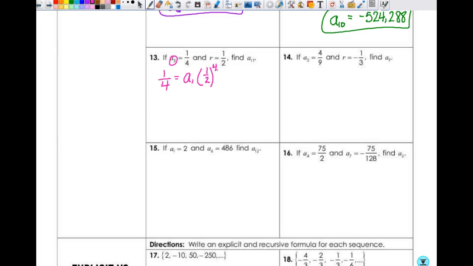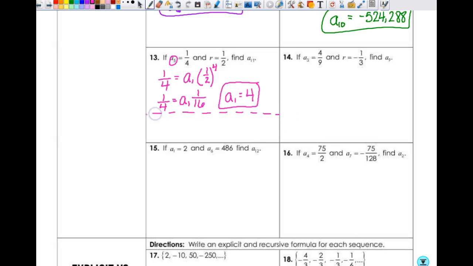What's that going to be? 1/16. So I have 1/4 equals A1 times 1/16. Then what am I going to do? Multiply both sides by 16, so what's A1? 4. See, don't even need the calculator.